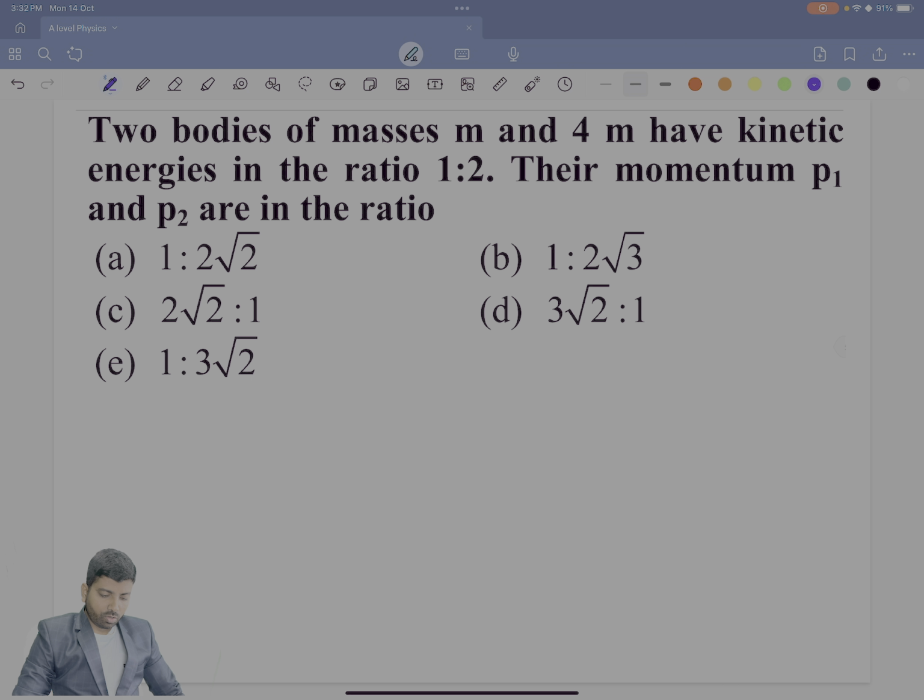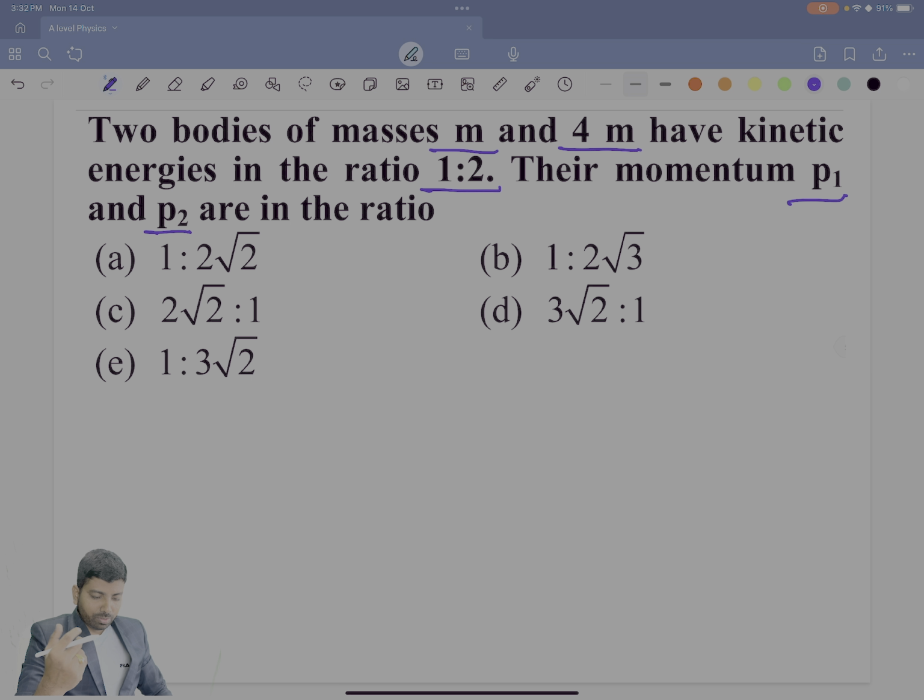So here is the question: two bodies of mass m and 4m have kinetic energies in the ratio 1:2. Therefore, we have to find out their momenta P1 and P2 are in the ratio of what. We have 5 options here. So we have to find out the ratio of their momentum.